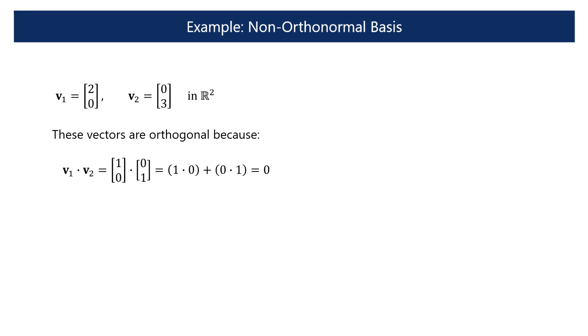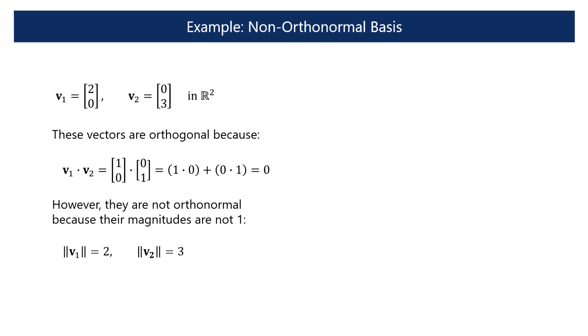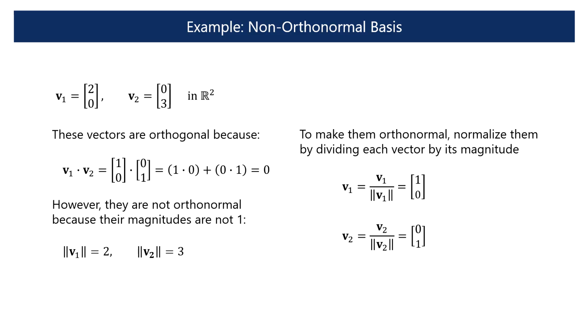Let's see an example of a non-orthonormal basis. Let's consider two vectors, v1 and v2, in a two-dimensional space. These vectors form an orthogonal basis because their inner product is 0. However, they are not orthonormal because their magnitude is not 1. To make them orthonormal, normalize them by dividing each vector by its magnitude.